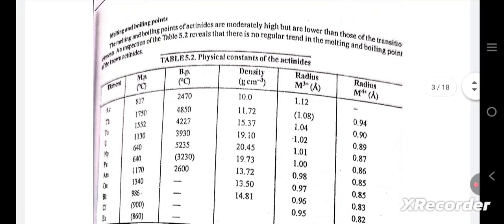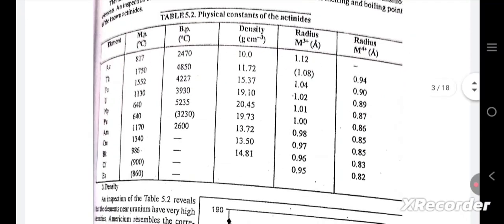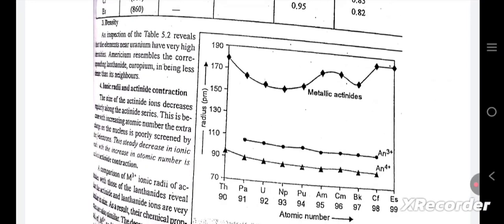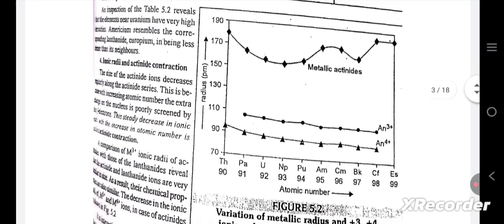Melting and boiling points. The melting and boiling points of actinides are moderately high but are lower than those of the transition elements. An inspection of table 5.2 reveals that there is no regular trend in the melting and boiling points of the known actinides. Density. An inspection of table 5.2 reveals that the elements near uranium have very high density. Americium resembles the corresponding lanthanide europium in being less dense than its neighbors.